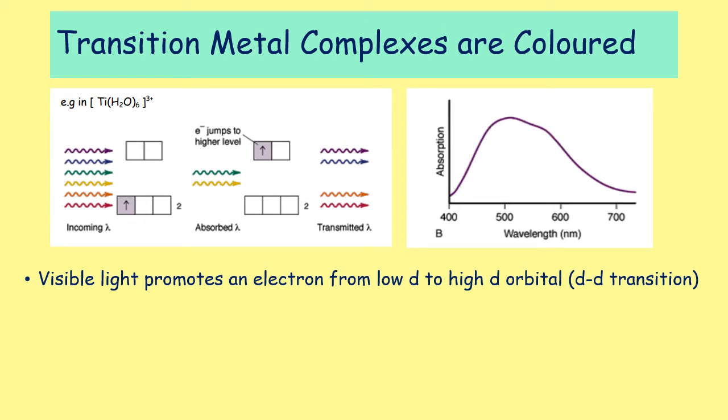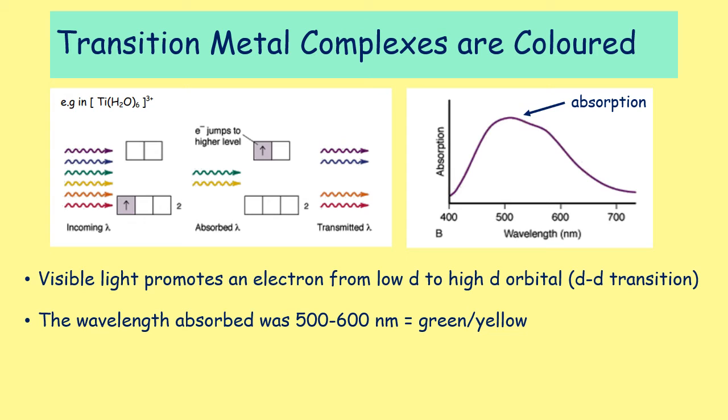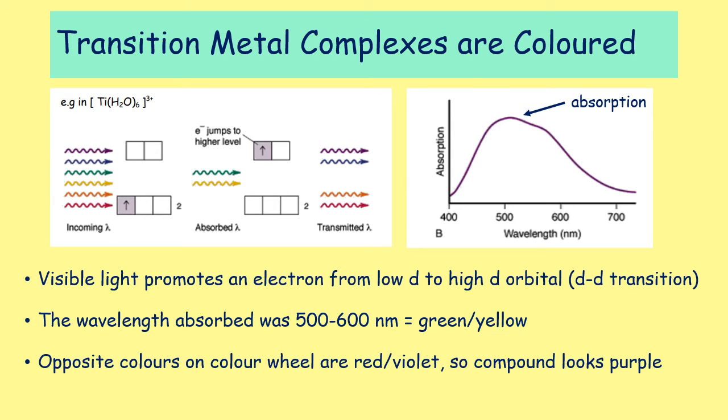So the visible light promotes an electron. In this case, it's green and yellow light. It's called a d to d transition, because it's moving from a low down d orbital to a high up d orbital. The wavelength absorbed was green-yellow, and so the opposite colours are what we see. So red and violet mixed together makes it look a pinky purple colour to our eyes.